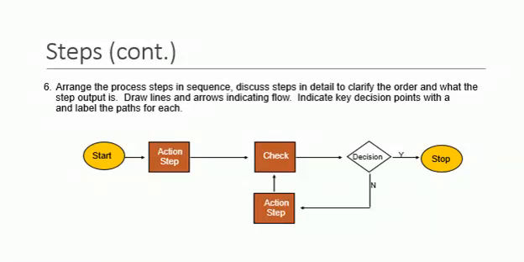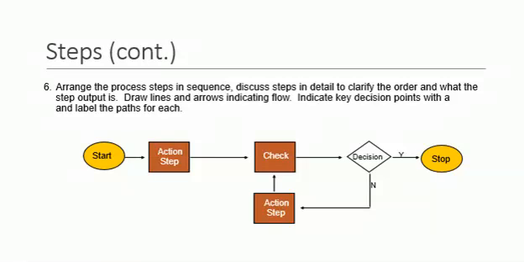I have a start, then I have an action step, then I will have a check step, then I will have a decision, and then I will stop the process. And if there is another action step, it will move into the yes or no step. So basically you will draw the line, the arrow indicator which will indicate the flow, and then you will indicate the decision points with the help of a label and path for each.